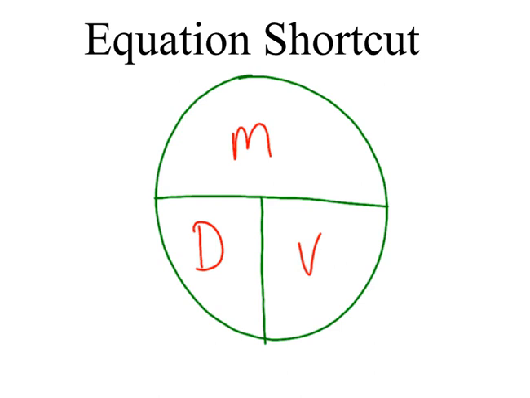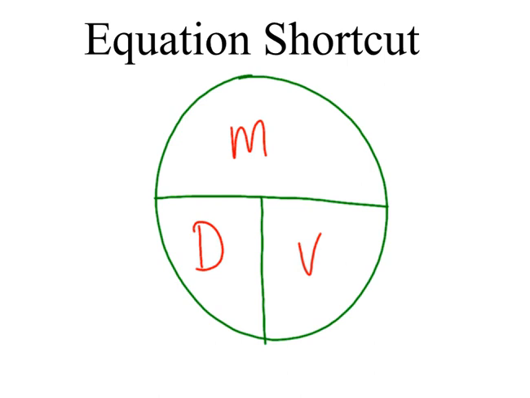Now, obviously, I can't do this because you can't see my hands. But whichever of these three variables I want to find, I cover up. So, for example, if I was to cover up mass, let's go ahead and just erase mass, right? Then I would have density times volume, which is just like the equation that I gave you earlier, right?